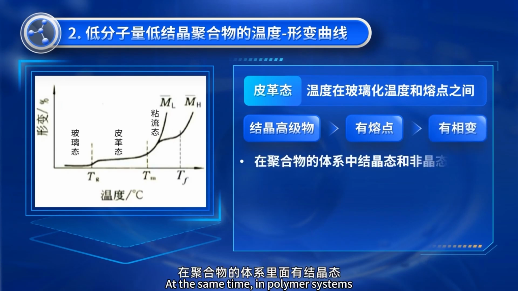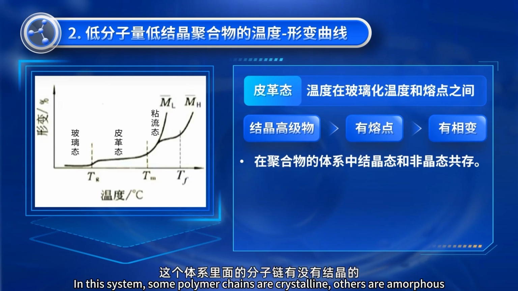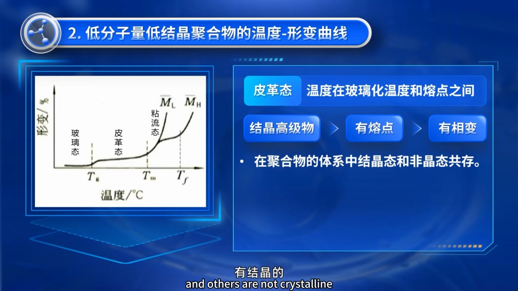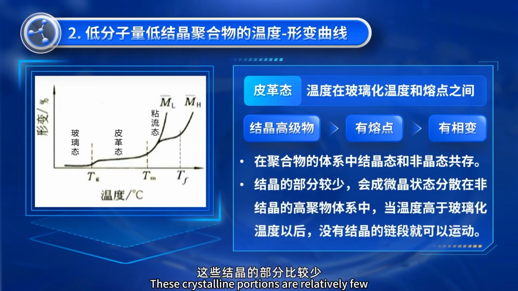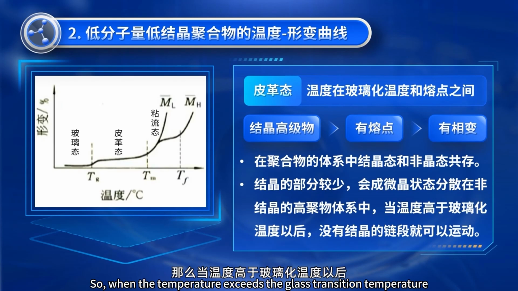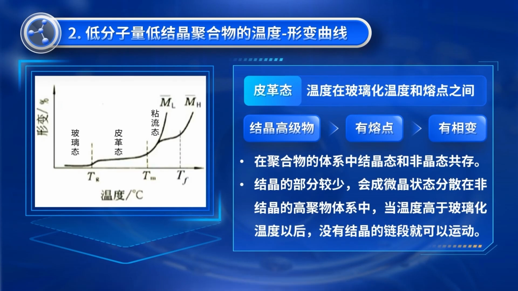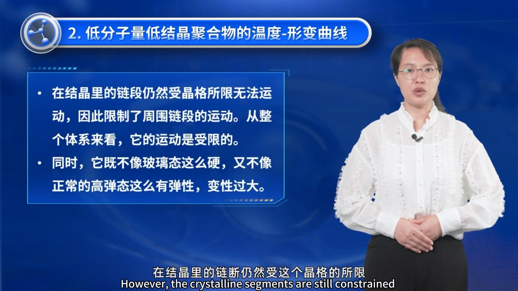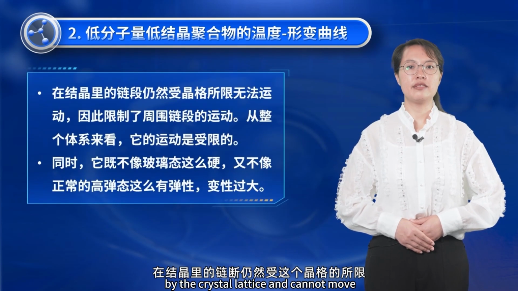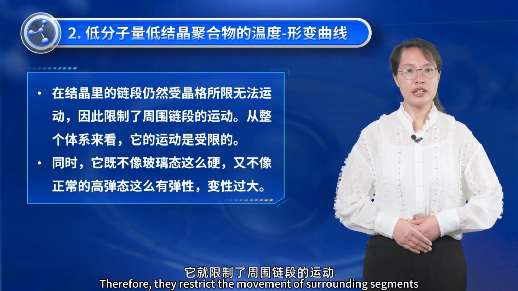At the same time, in polymer systems, both crystalline and amorphous phases coexist. In this system, some polymer chains are crystalline, and others are amorphous. These crystalline portions are relatively few. They are dispersed in the amorphous polymer matrix as microcrystals. So, when the temperature exceeds the glass transition temperature, the non-crystalline chain segments can move. However, the crystalline segments are still constrained by the crystal lattice and cannot move. Therefore, they restrict the movement of surrounding segments.